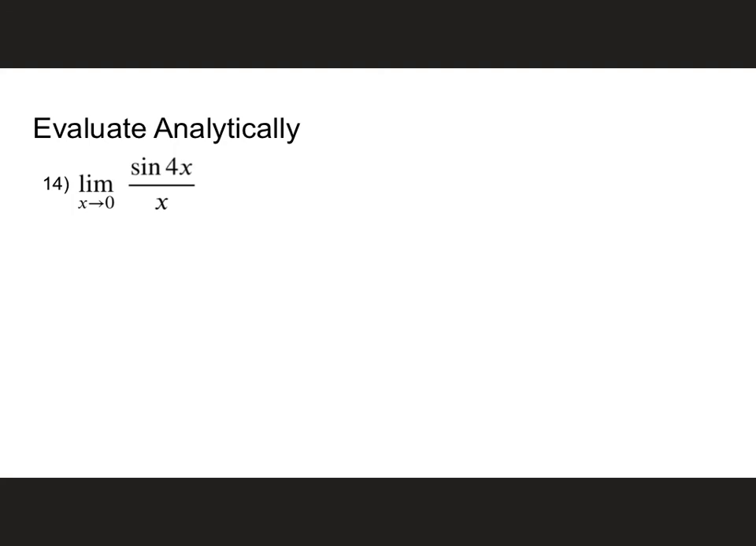What about this? The limit as x approaches 0 of sine of 4x over x. Well, here's the deal. If this and this match, it's 1. The problem is there's no number here. So what can I do? I can algebraically manipulate this. I can multiply by a form of 1, 4 over 4. Multiplying by 1 doesn't change the problem, and that's all this is.